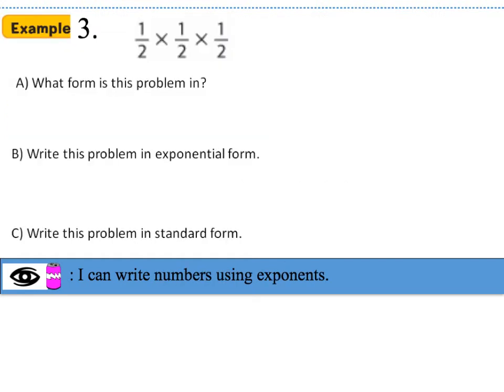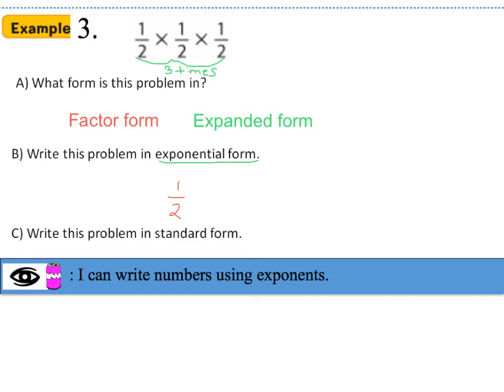So for example 3, they're giving us this problem that says 1/2 times 1/2 times 1/2. And when I look at this problem, I know that it's in factor form or expanded form because the factors are being repeatedly multiplied to each other. For letter B, they're asking us to write this in exponential form.